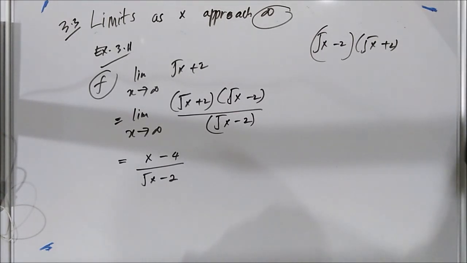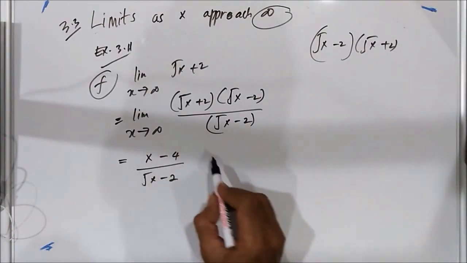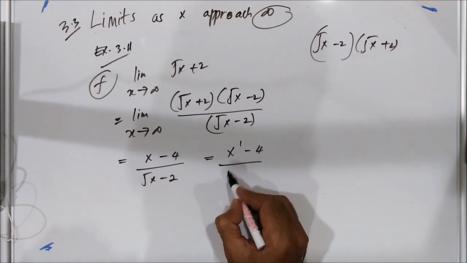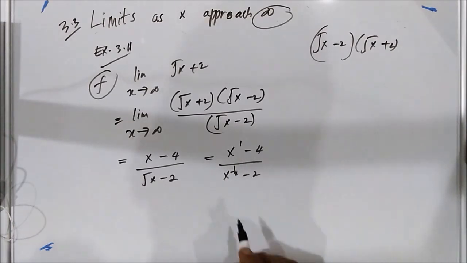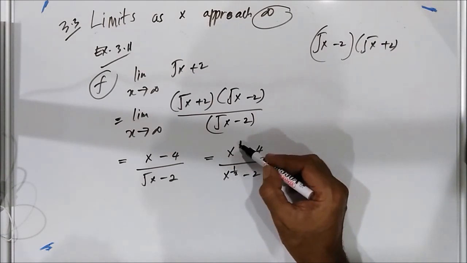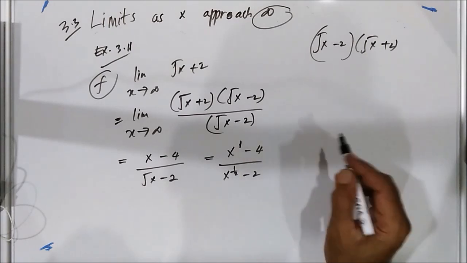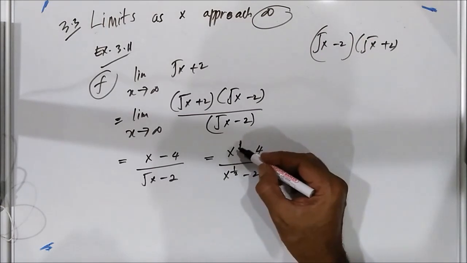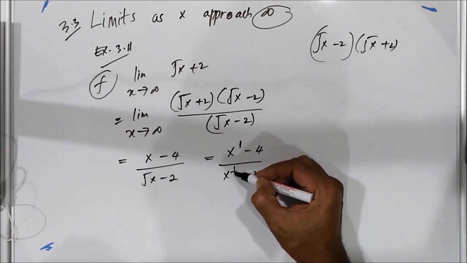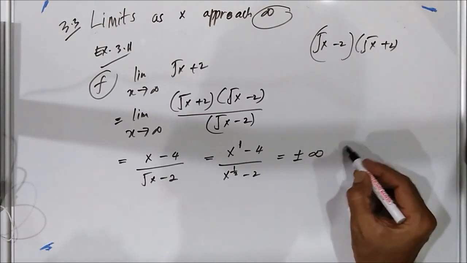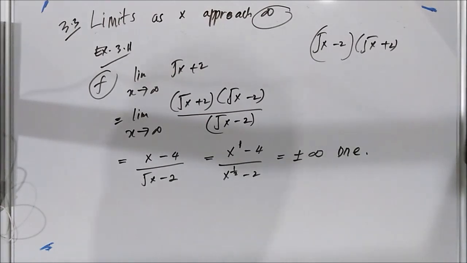Now, the function here can be written as x raised to 1 minus 4 over x raised to half minus 2. Because the power in the numerator, 1, is higher than the power in the denominator, a half, by the rules of limits as x approaches infinity, when the numerator is higher than the denominator, this is equal to positive or negative infinity, or does not exist. Okay, this does not exist.